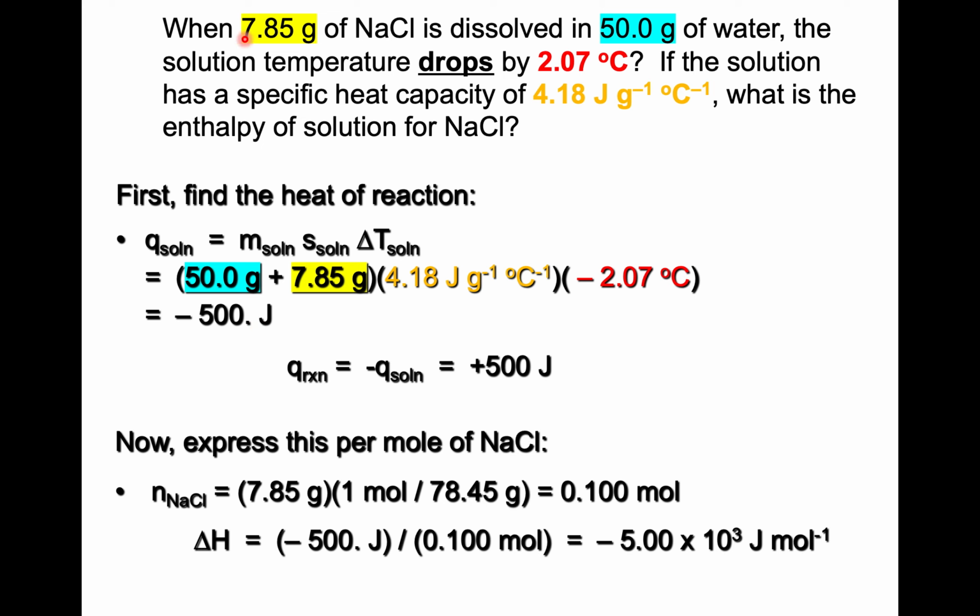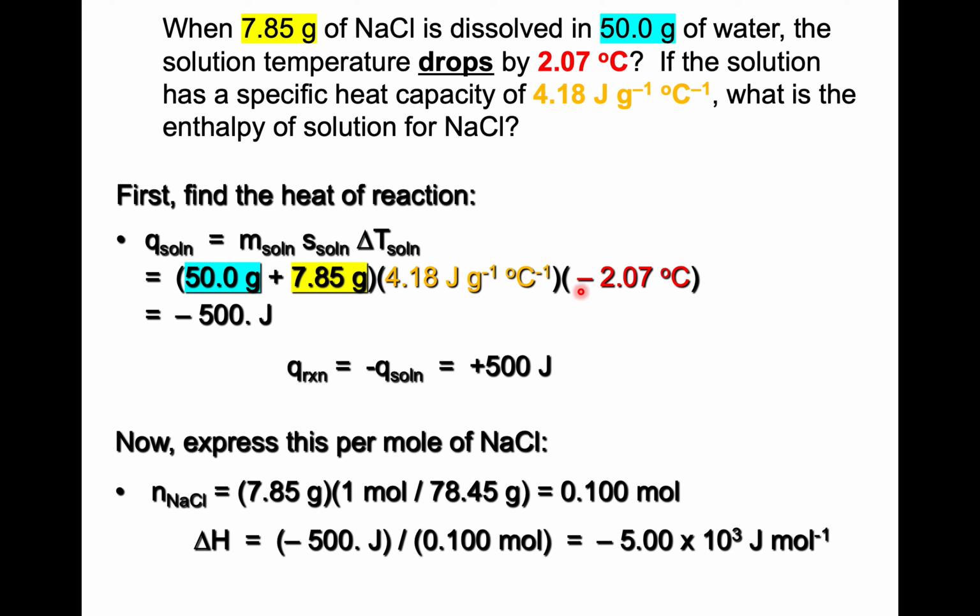So when 7.85 grams of sodium chloride is dropped into 50 grams of water, we want the mass of the solution, and masses are always additive. So 50 plus the 7.85 gives me 57.85 as the mass of the solution. I add those two together. And then the S of the solution was given in the problem, 4.18 joules divided by gram degree C. I put that in here. And then the temperature drops by 2.07.